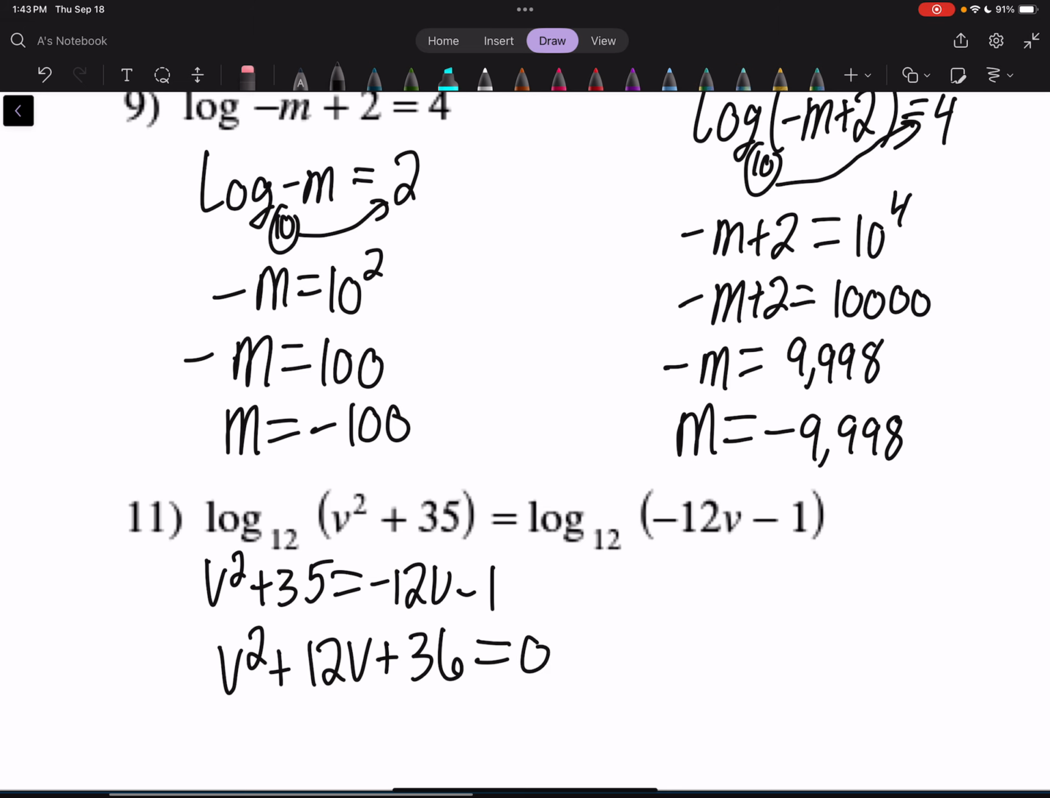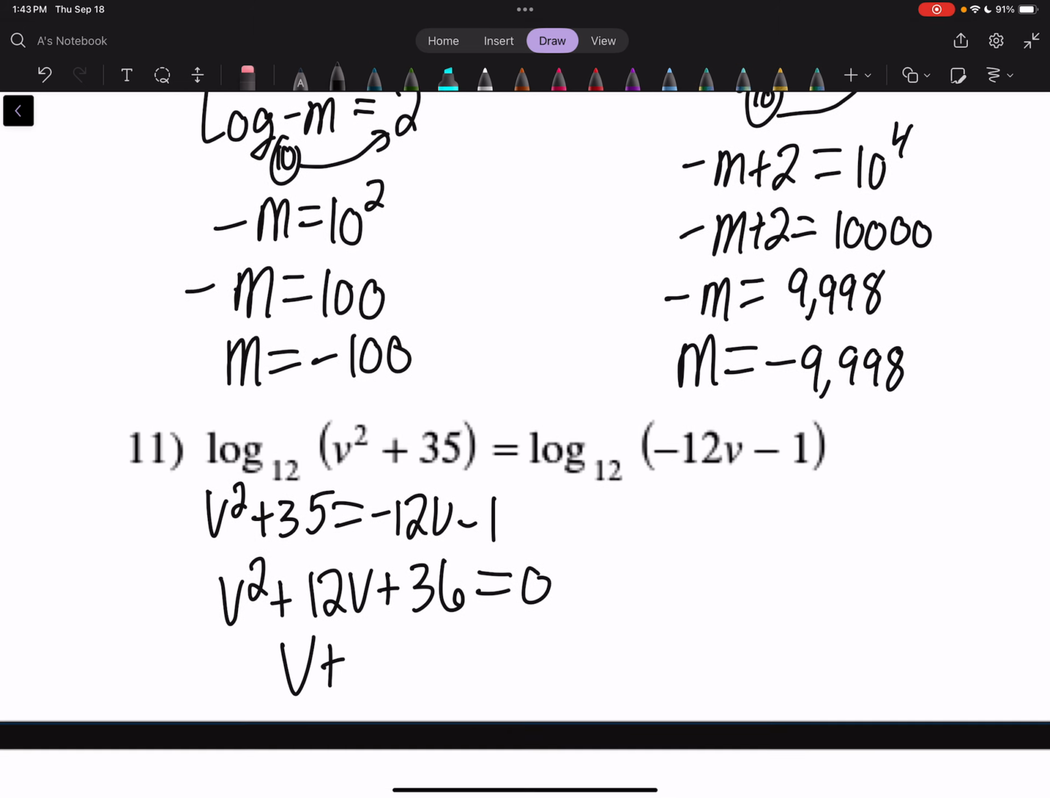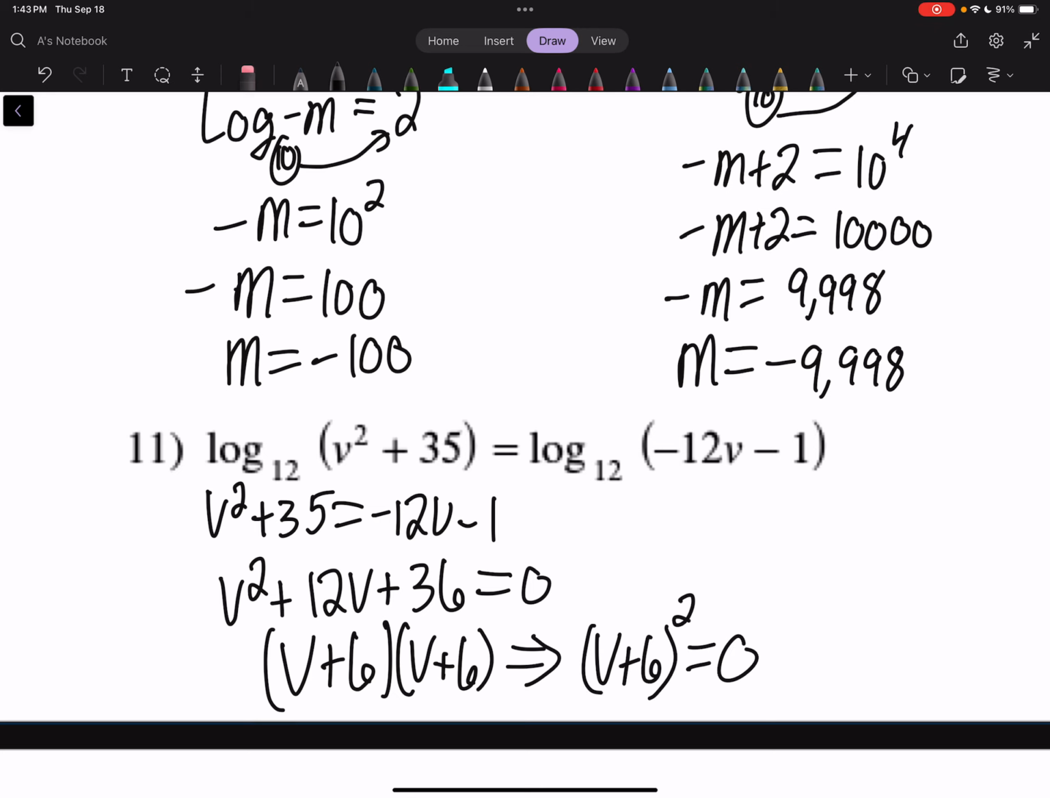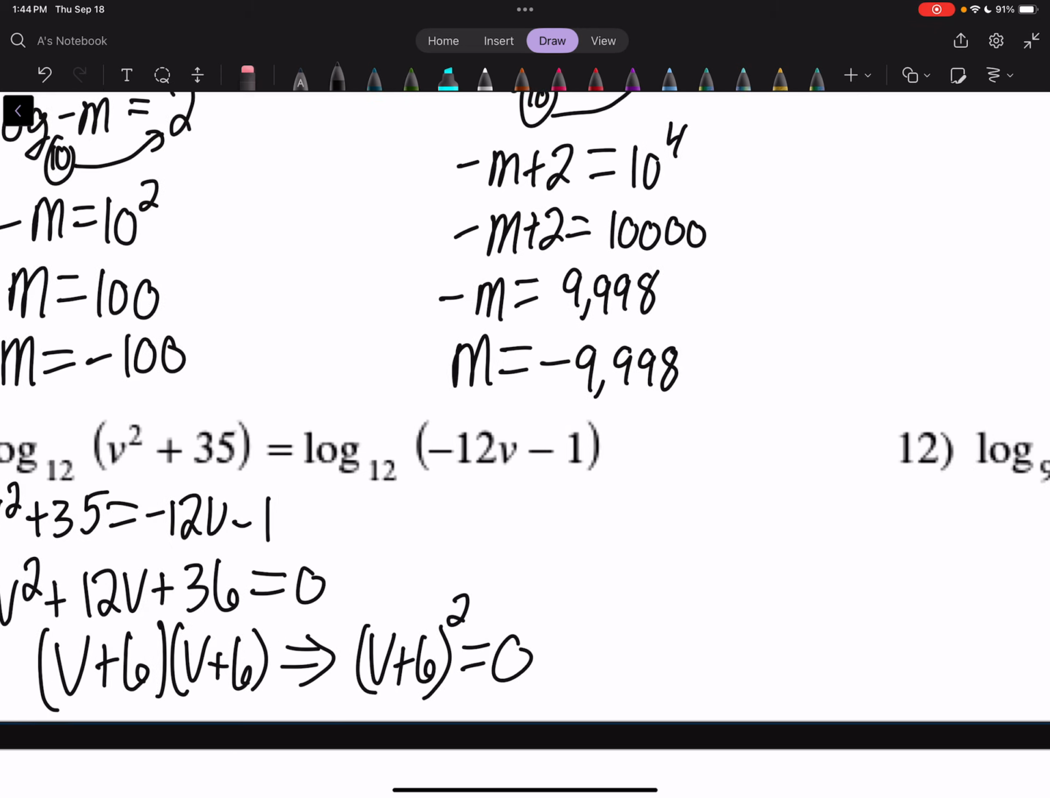I can factor this. v plus 6 times v plus 6. This is the same thing as v plus 6 squared equals 0. What is the value of v that will make that set of parentheses 0? Negative 6. v equals negative 6, and I'm finished.